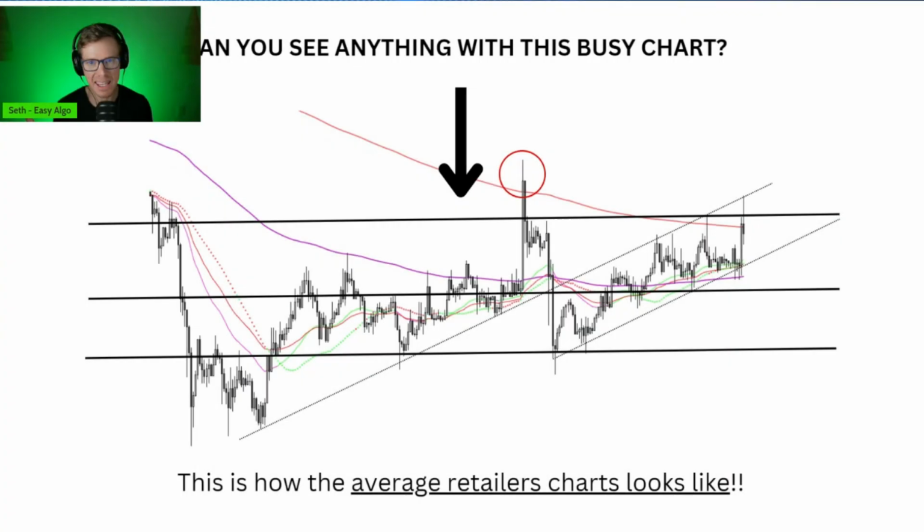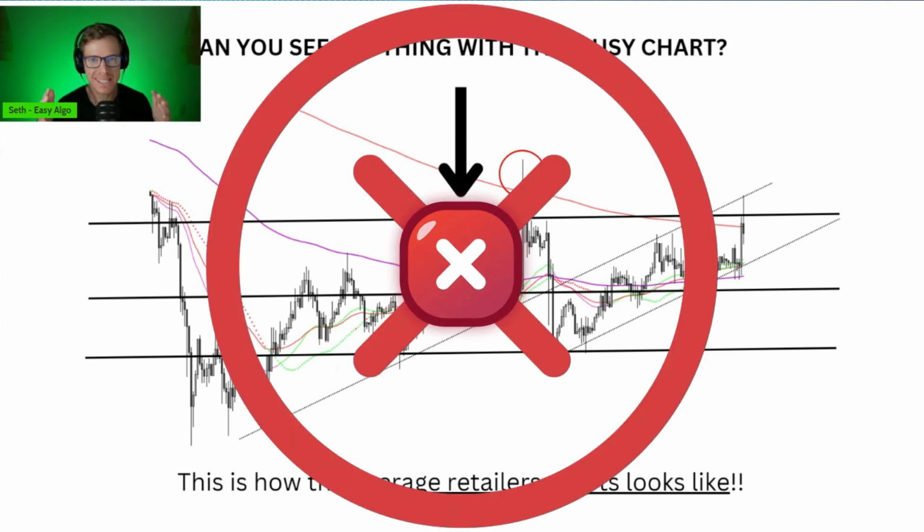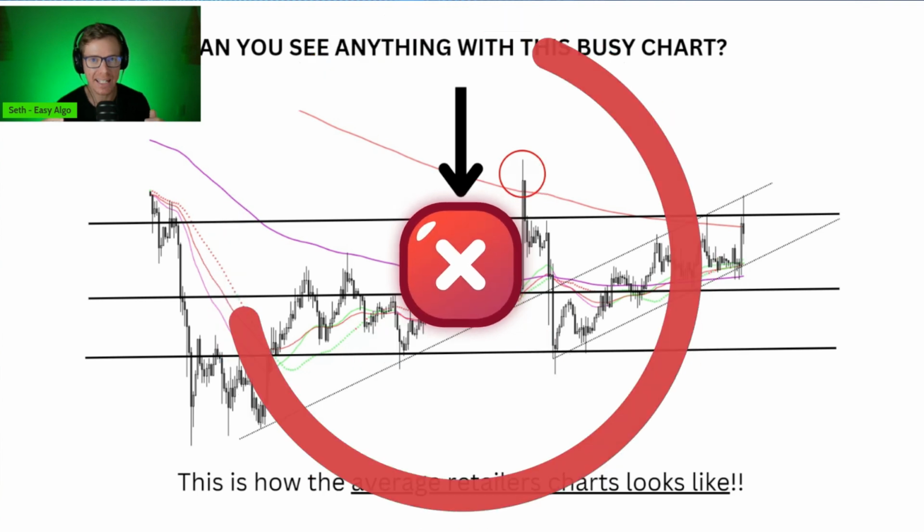Can you see anything on this busy chart? This is how the average trader's chart looks. You've got some trend lines in here. We've got some horizontal lines. We've got EMAs. We've got a whole montage of indicators overlaid over each other, which actually prevents you from seeing the chart accurately and clearly.